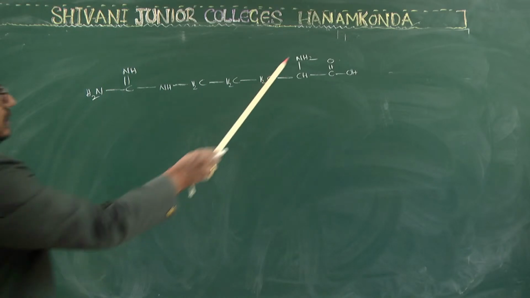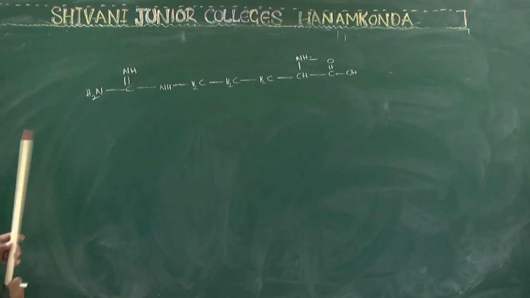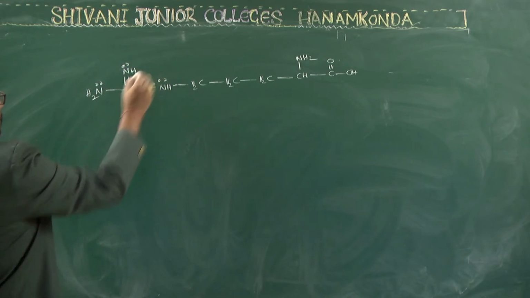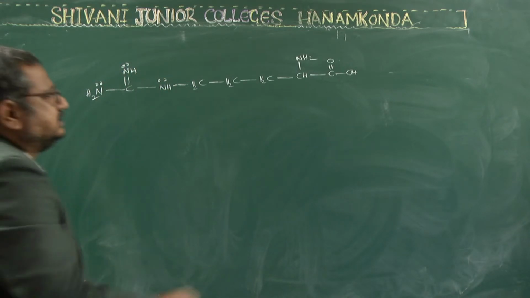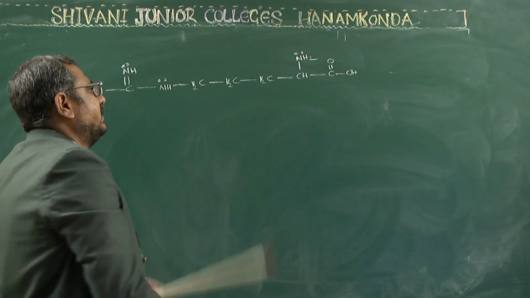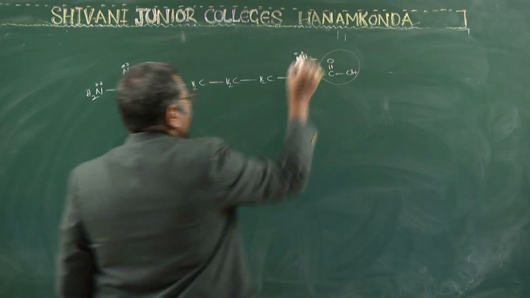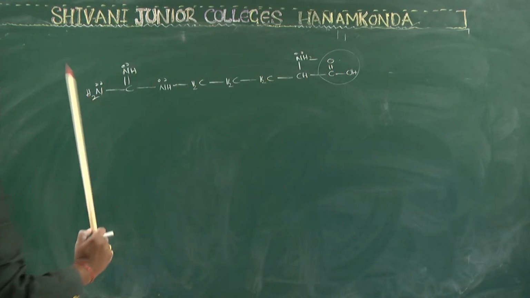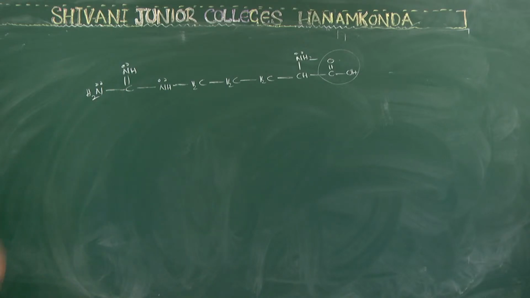Three amine groups are here. One NH2 group is there, here also, and this one is an imine group. Number of basic units are more, and here only 1 acid group is present. Number of amine groups are more. That is, what about the basic amino acid? Acidic amino acid means acidic groups are more. Basic amino acids means the NH2 groups are more.